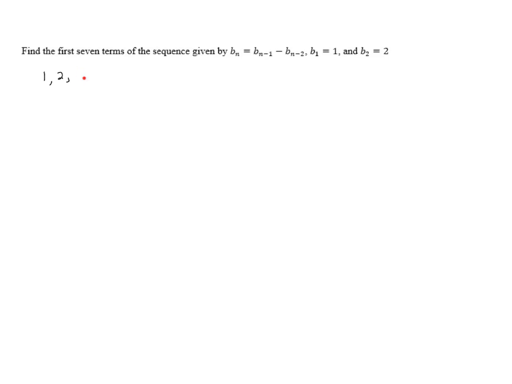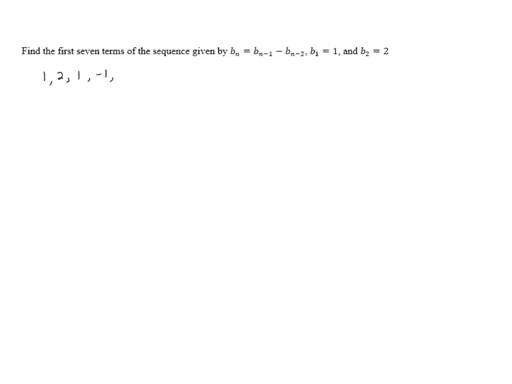So here we want to find the third term. To do that, we need to take the second term minus the first term. So in this case, 2 minus 1 gives us 1, and that is our third term. And for all of the subsequent terms, we need to take the difference of the 2 terms that come before it. So to find the fourth term, we've got to take the third term minus the second term. 1 minus 2 gives us negative 1.